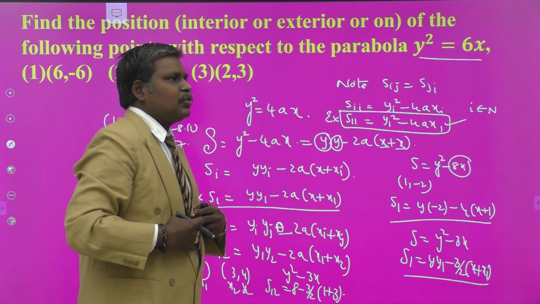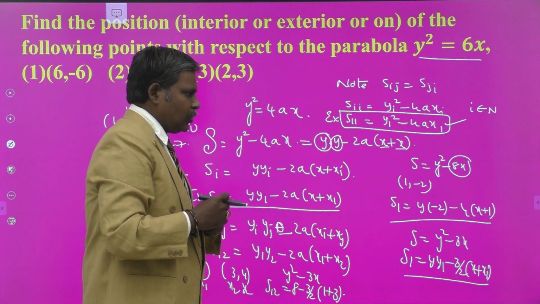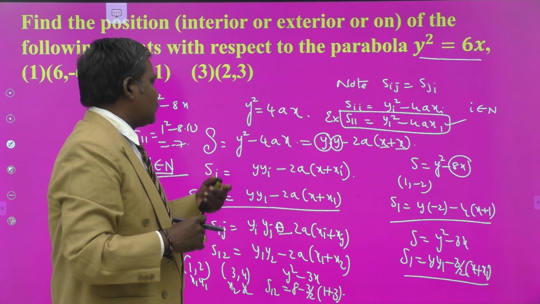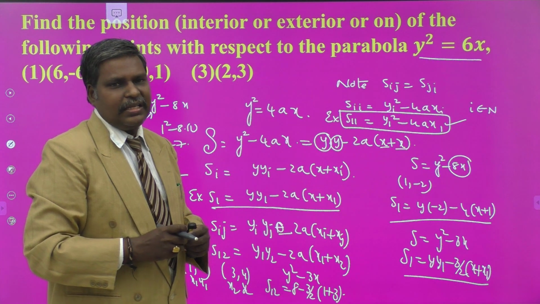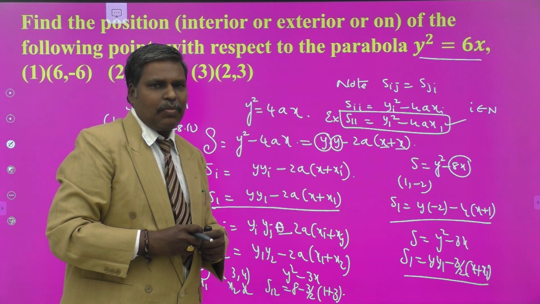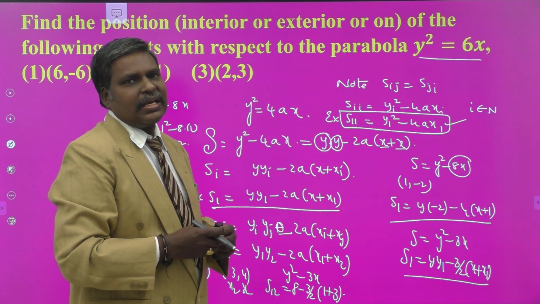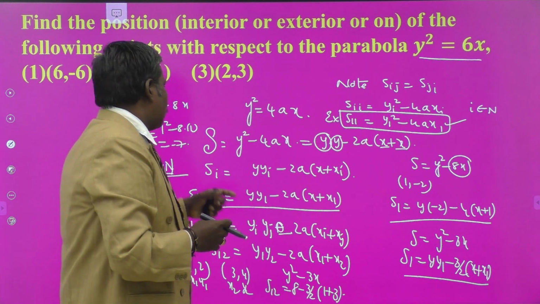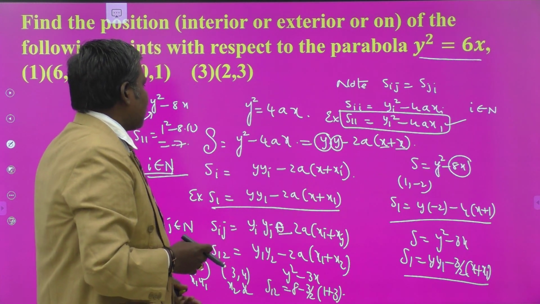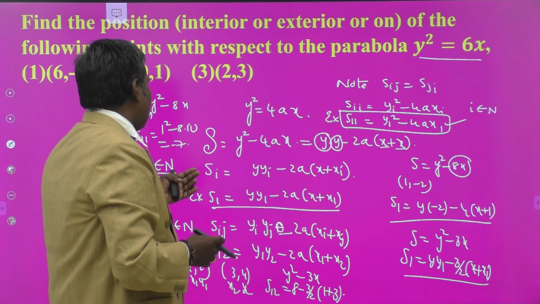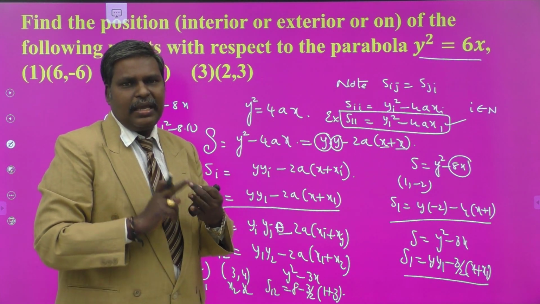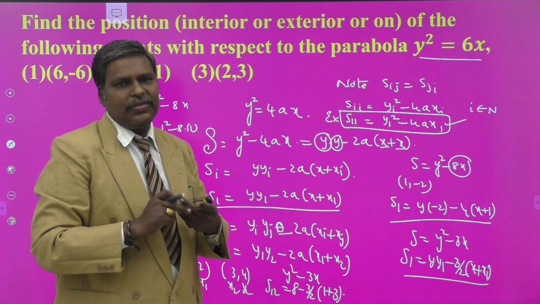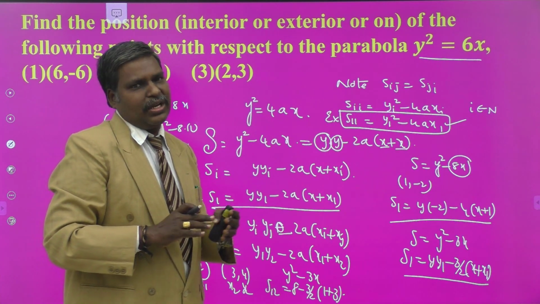If you equate that to 0, we get S1 equals 0. After some classes we get that S1 equal to 0 is the equation of tangent at (x1, y1) to the parabola, as in the circles chapter. So this is the way to write the notations for S. You have S, S1, Sij, Sii. These are the four very, very important notations.